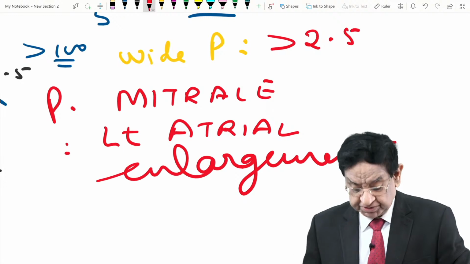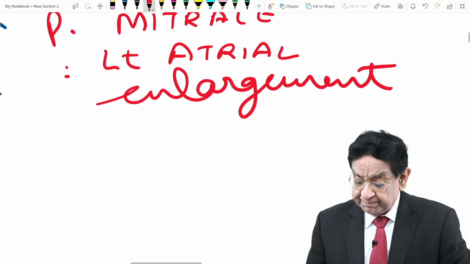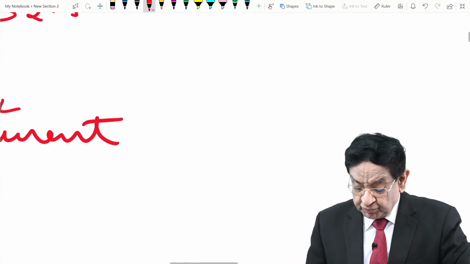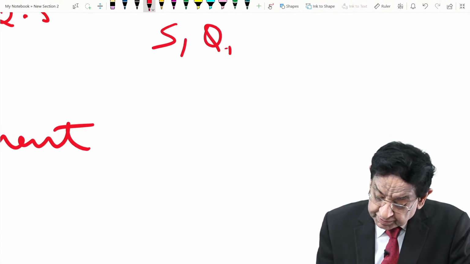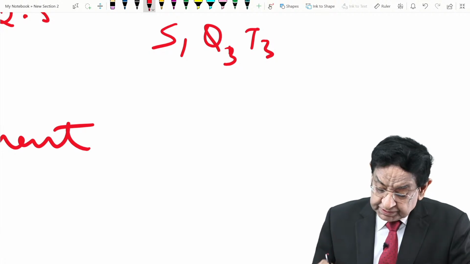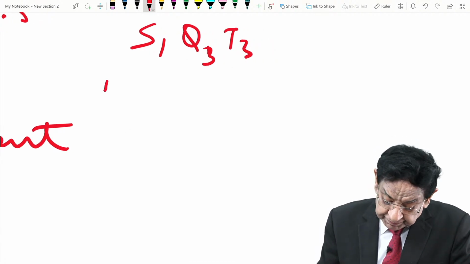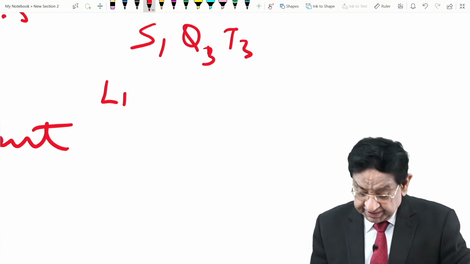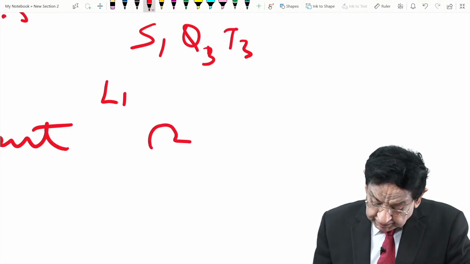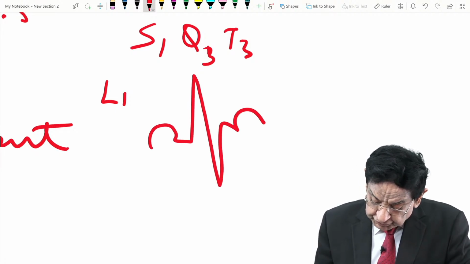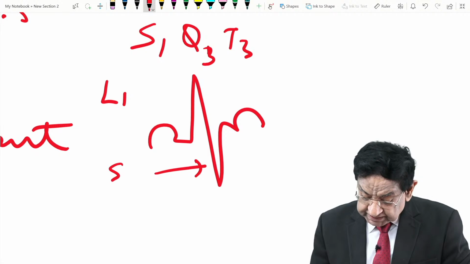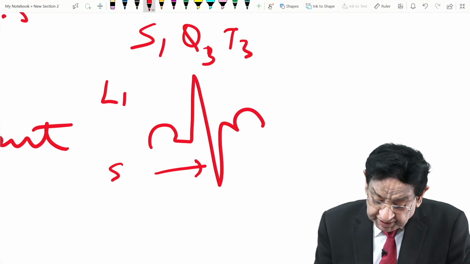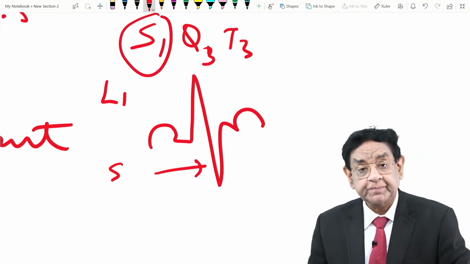Left atrial enlargement. Now let me talk about S1Q3T3. This is the L1 lead. I hope you know the L1 lead. You get an S wave in L1 lead, which we write as S1.